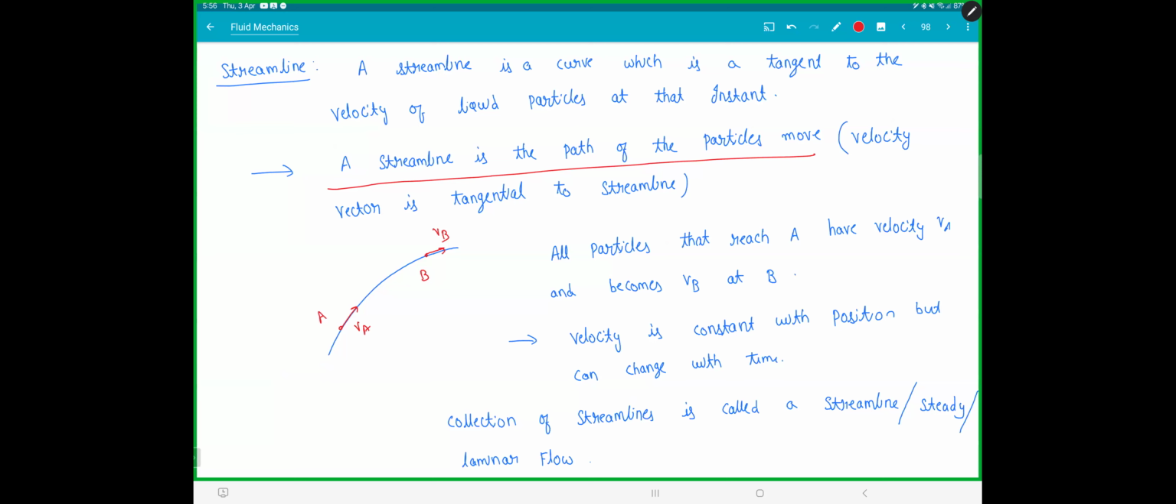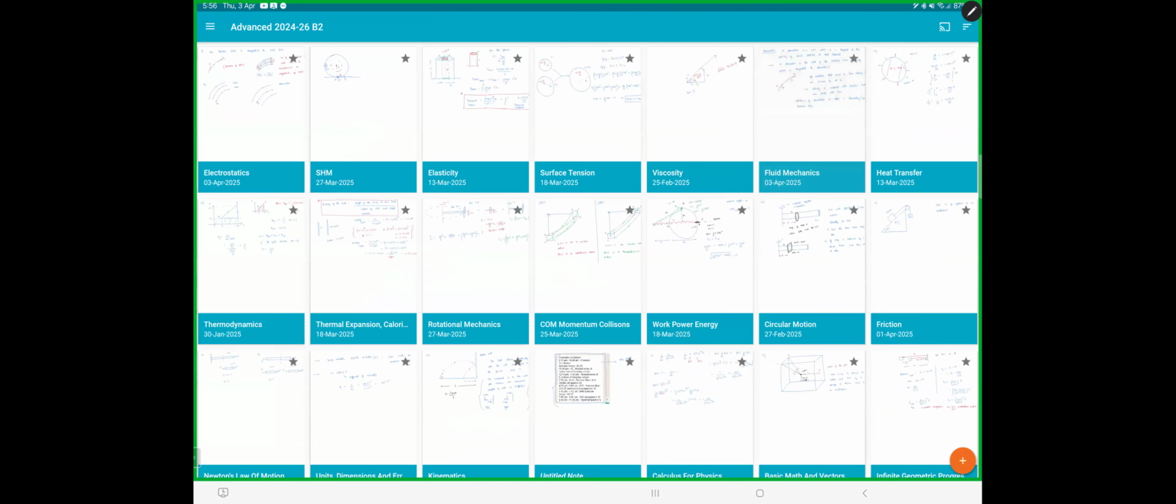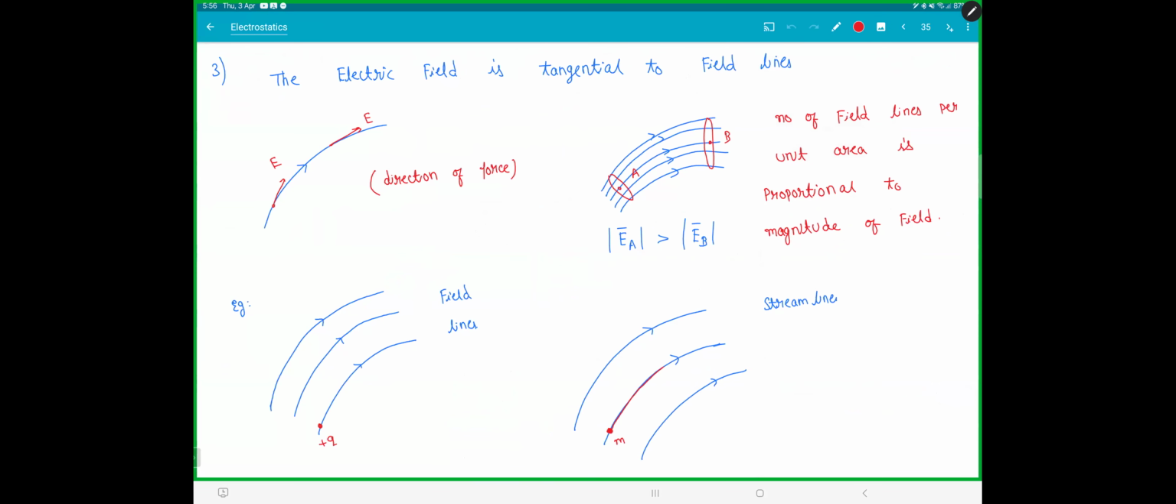Is that making sense? So if you put a particle on a streamline, what will happen? It will follow the streamline, isn't it? Because that is how we defined it. It is the path of the particle. So if you put a particle on a streamline here, this guy will follow the path. It will go along the line. So streamlines are paths of the particles. Right? Particle moves along the streamline.